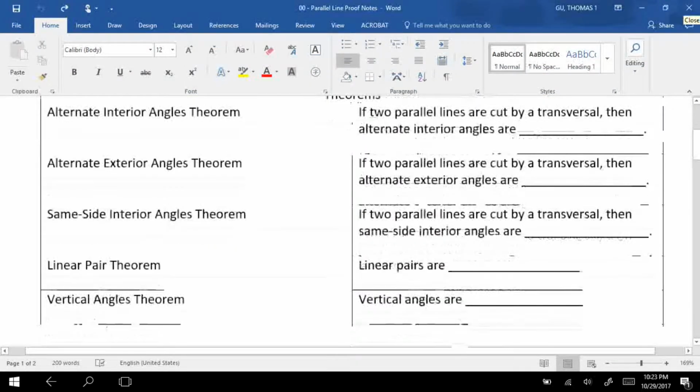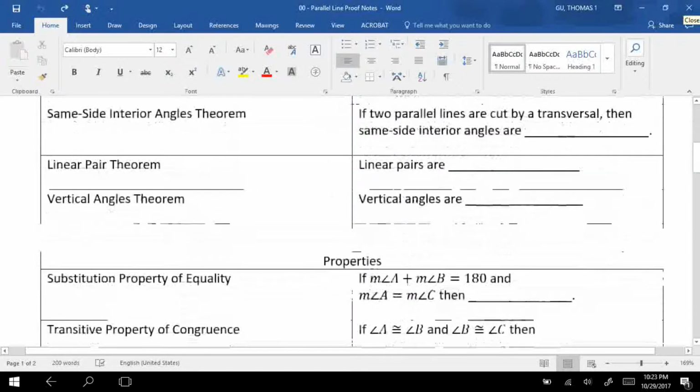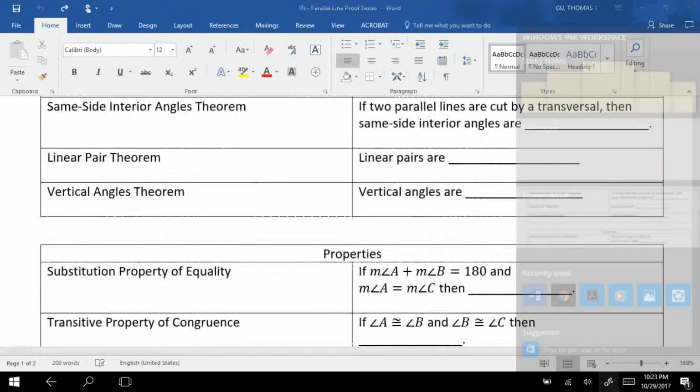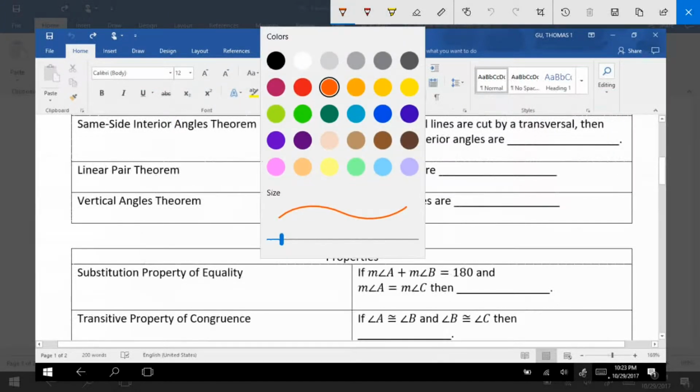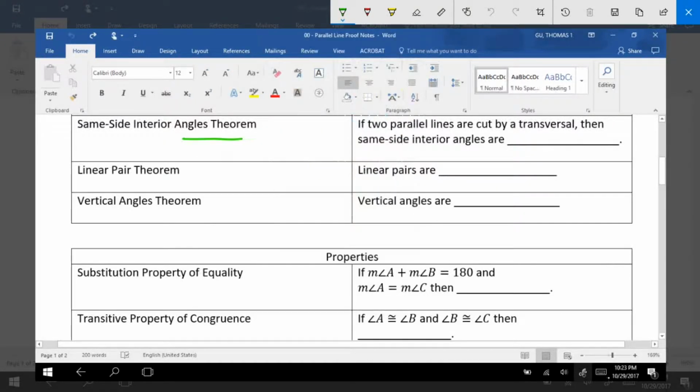I'm just going to scroll all the way down to here. There we go. Now we're going to go on to the same side interior angles theorem. So once again, if two parallel lines are cut by a transversal, here's my parallel lines. They're parallel, and they're cut by a transversal. Then same side interior angles are, what do you think? They're not congruent this time. They're supplementary.